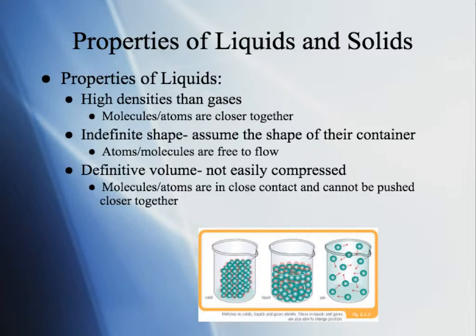Liquids also have indefinite shape. That means they assume the shape of their container. And this is because although the atoms or molecules in a liquid are close together, they're still, remember, freely able to move around each other. So they're still free to flow, so they can take up the shape of their container. However, liquids do have definite volume. They are not easily compressed, in other words.